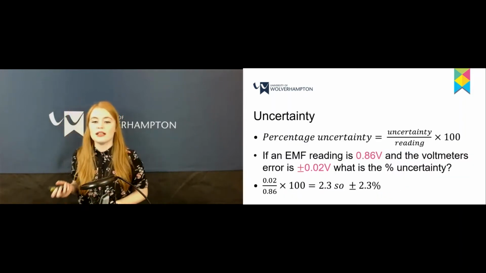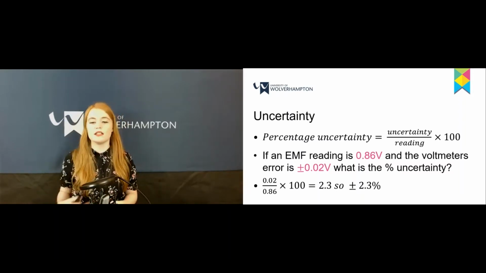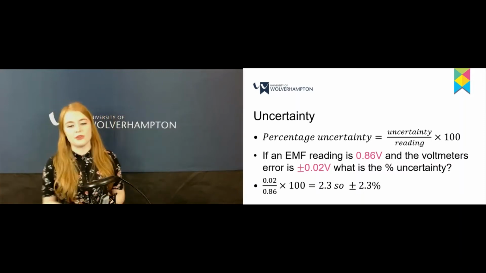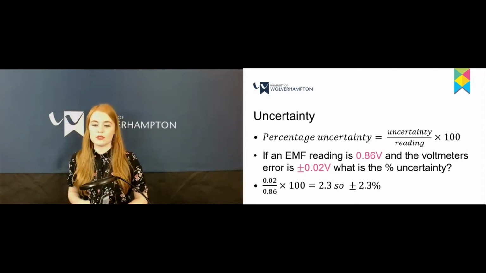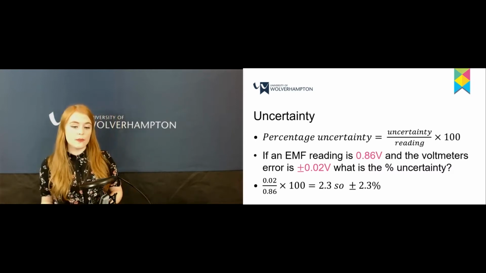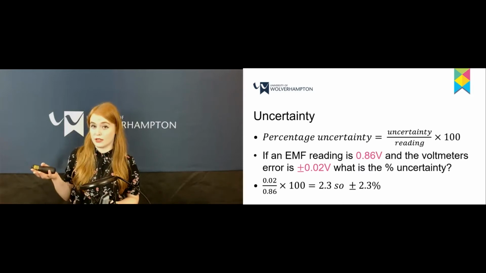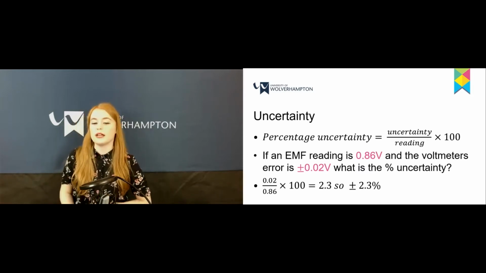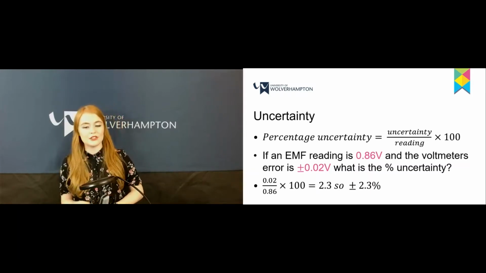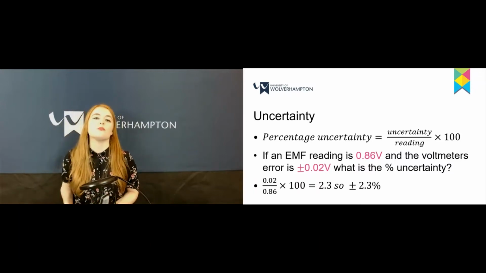So we might want to calculate the percentage uncertainty, and we do that by doing uncertainty divided by reading, times by 100. For example, if we had an EMF reading of 0.86 volts and the voltmeter's error is plus or minus 0.02 volts, the percentage uncertainty would be 0.02, which is the uncertainty error given, divided by 0.86, which is the reading, and then multiplied by 100 to make it into a percentage, which would be 2.3. So the reading is accurate within plus or minus 2.3%.